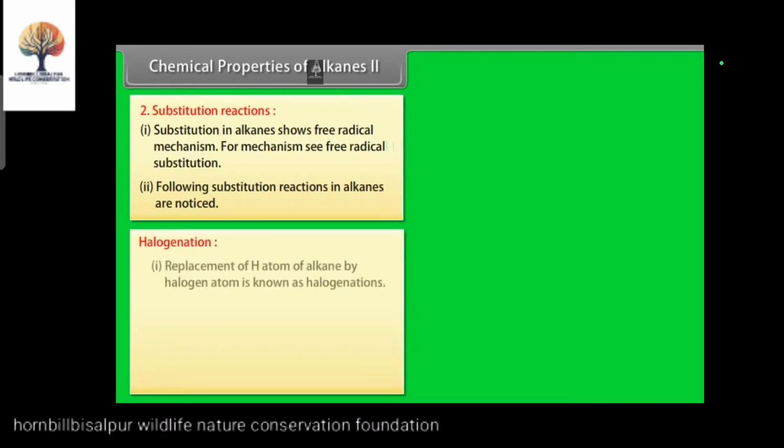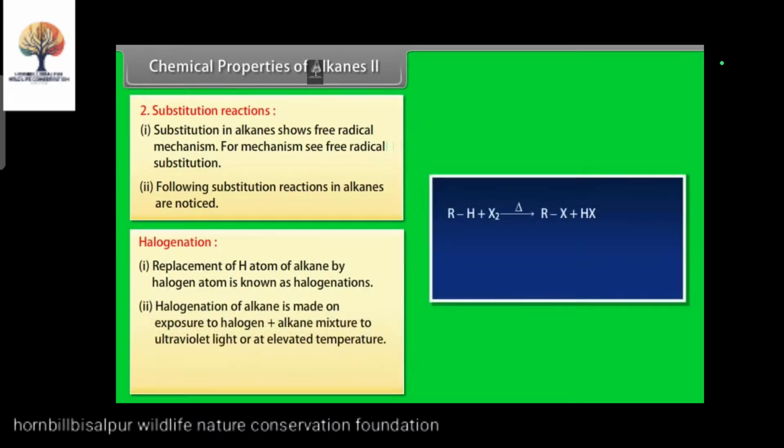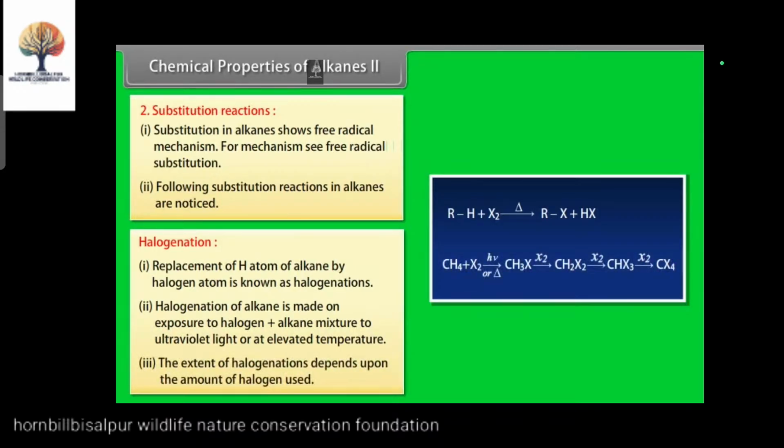Halogenation. Number 1. Replacement of a hydrogen atom of an alkane by a halogen atom is known as halogenation. Number 2. Halogenation of alkanes is done by exposing a halogen plus alkane mixture to ultraviolet light or elevated temperature. Number 3. The extent of halogenation depends upon the amount of halogen used.